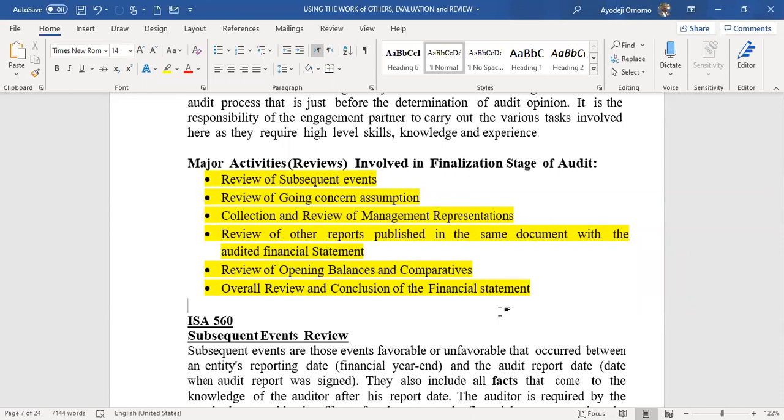Now, for subsequent events, can somebody tell me the accounting standard that is responsible for subsequent events? What accounting standard treats subsequent events?